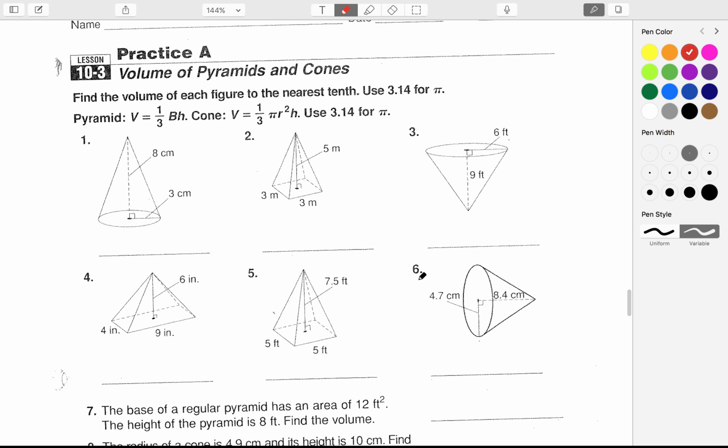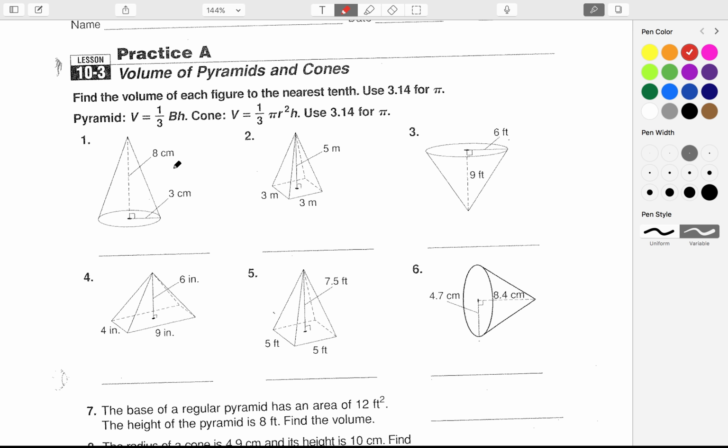Go to practice A 10-3. Find the volume of each figure to the nearest tenth. Use 3.14 for pi. The pyramid is volume equals 1/3 base times height. The cone is volume equals 1/3 pi r squared times h. And use 3.14 for pi.